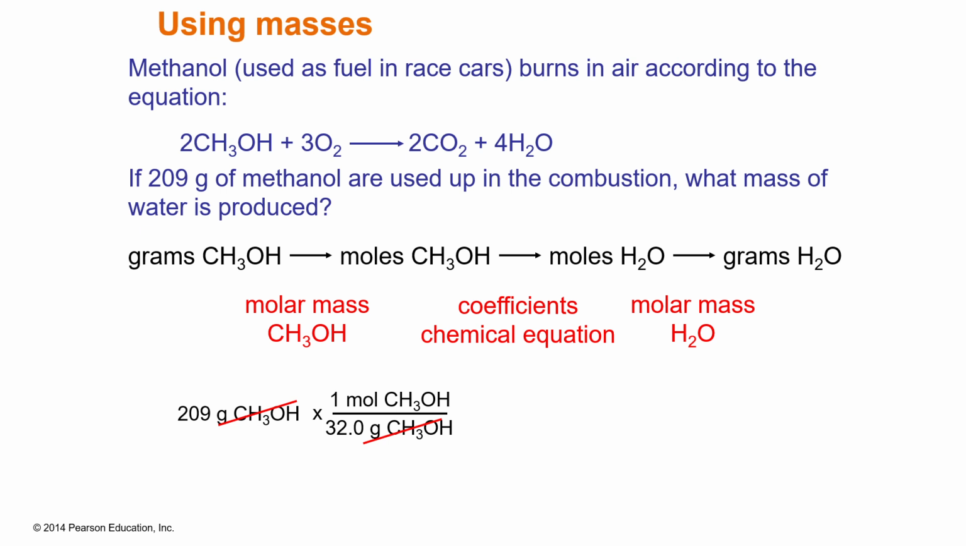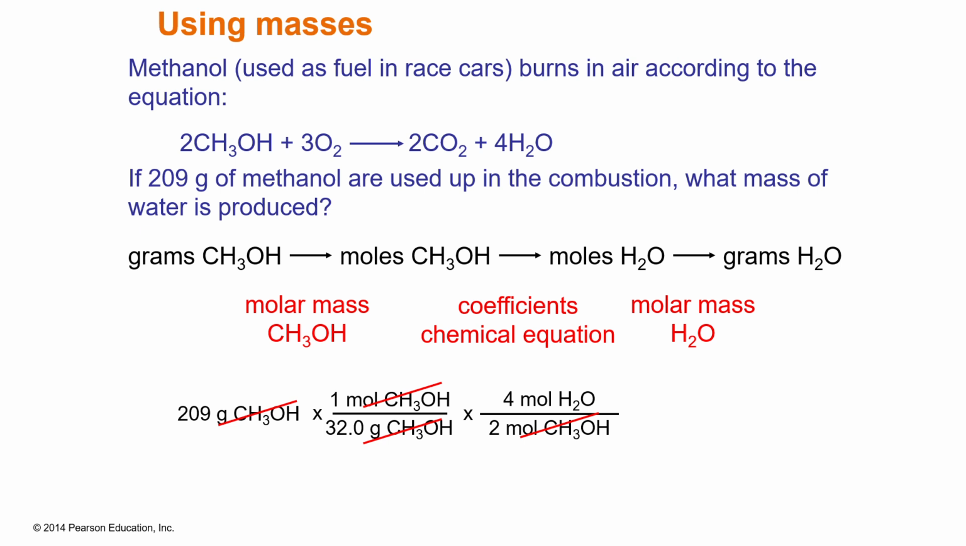I need to look at the equation now, and it tells me that for every 2 moles of methanol that are burned, I get 4 moles of water. So let's put that conversion factor there in an arrangement that allows the moles of methanol to be canceled as units. Okay, we are at step number 3 here. The moles of water, just like the flow chart above indicates.